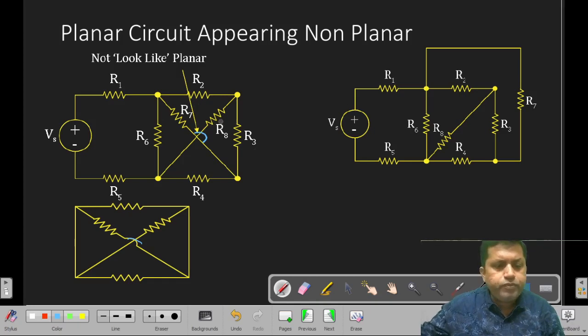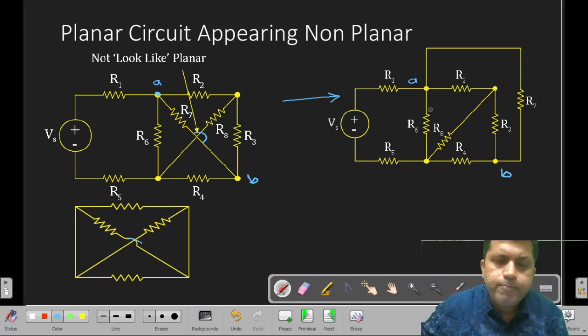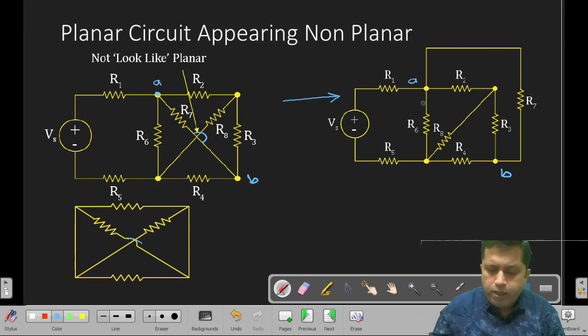How can I say that? I can construct this circuit like this. Suppose this is point A and this is point B. R7 is between points A and B and it is overlapping, so I can draw it outside. So now from the circuit it is quite clear that this is a non-planar circuit.